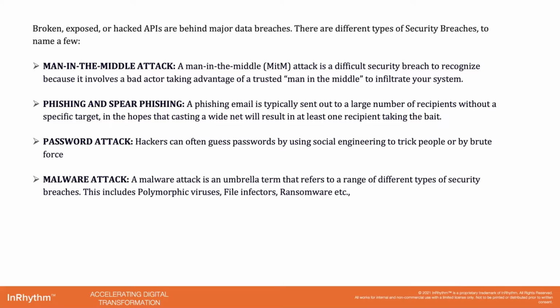The second is phishing and spear phishing. A phishing email is typically sent out to a large number of recipients without a specific target, in the hopes that casting a wide net will result in at least one recipient taking the bait. Spear phishing, on the other hand, has a specific target. With spear phishing, the hacker may have conducted research on the recipient.